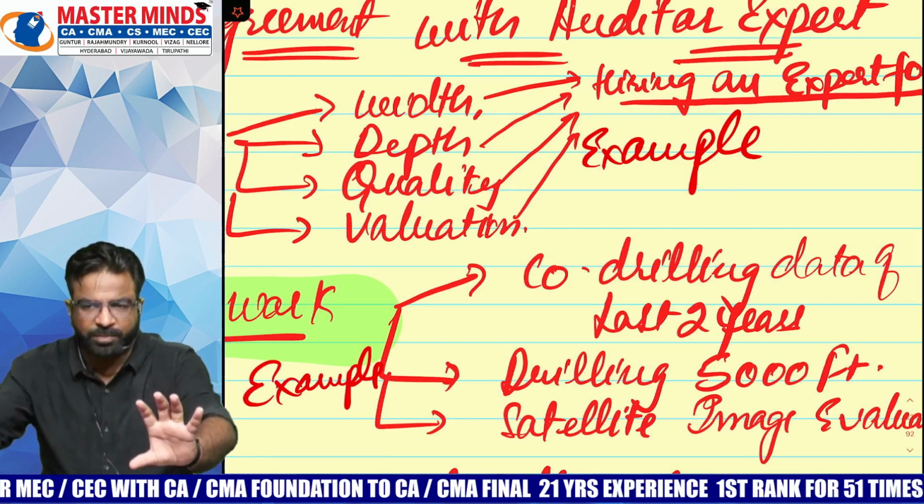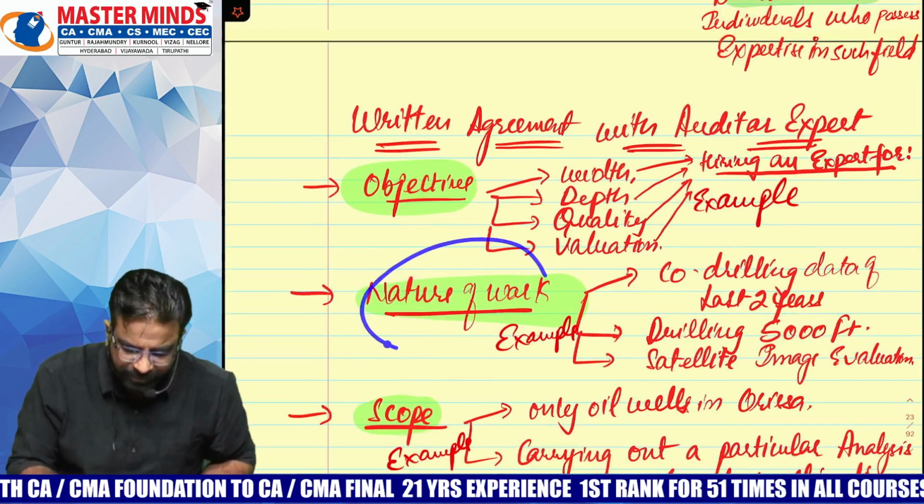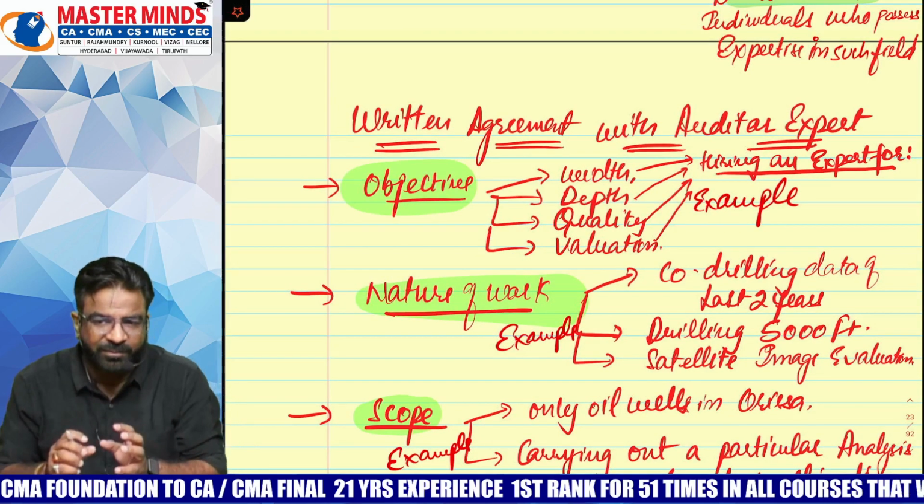This is your scope. This is your objective. This is the purpose for which you have been hired. Second thing is what? Nature of the work. Tell him what he is supposed to do.